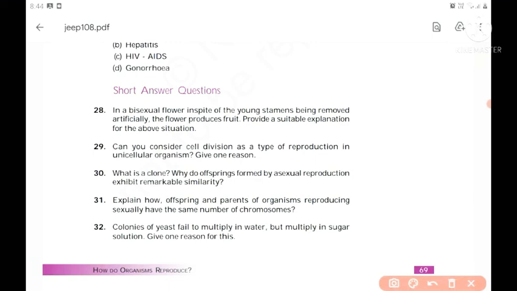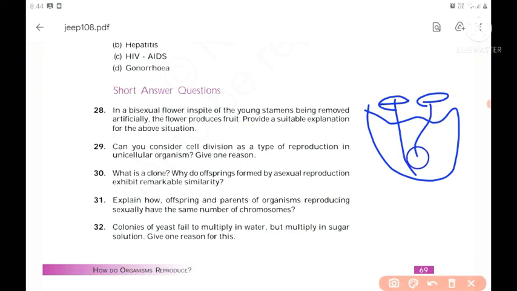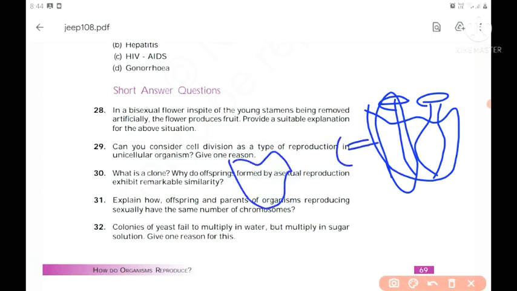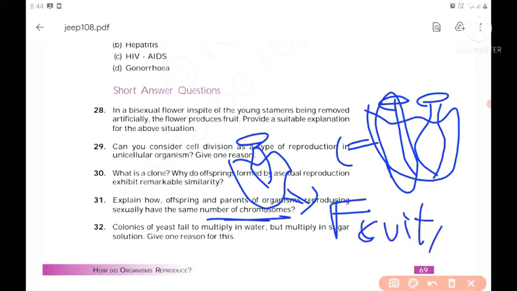So what they mean is, we have a bisexual flower. What is a bisexual flower? A flower which contains stamen and a stigma. So when we remove the stamen, it becomes a unisexual flower, which contains only stigma. But even then, when we remove the stamen, this unisexual flower is able to produce fruit. So how is that so?